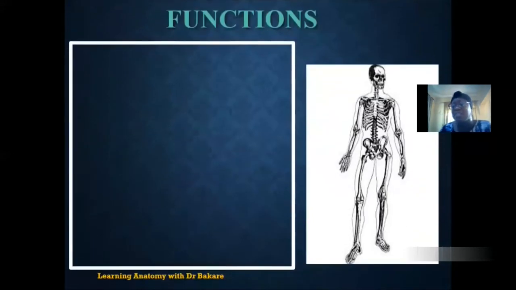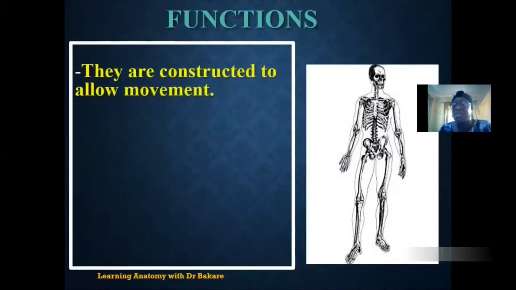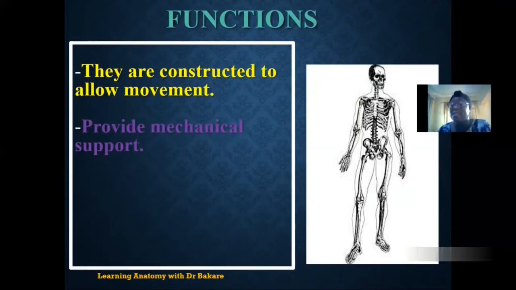So let's look at the functions of joints. We've said that joints are formed at different regions of the skeletal system, and they are constructed in such a way that they allow movement. So different regions of the body where we have these joints allow for movement at different grades and at different rates. They also provide mechanical support, and also they help to provide stability for the body.